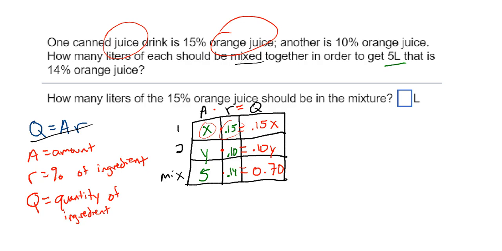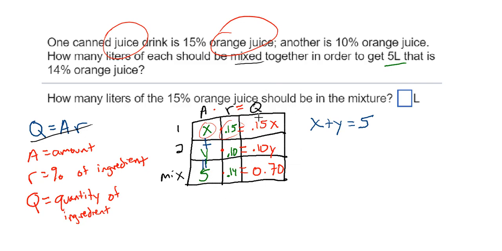Now we need to extract some equations out of this information. The two equations that we're going to get are from the amount column and from the quantity column. Think about the amount column. We have x liters of the first juice drink, y liters of the second juice drink, and 5 liters of the two combined together. So the amount of the first juice drink plus the amount of the second should add up to the amount of the mixture. That's one equation: x plus y equals 5. For these mixture problems, that's always going to be one of your equations.